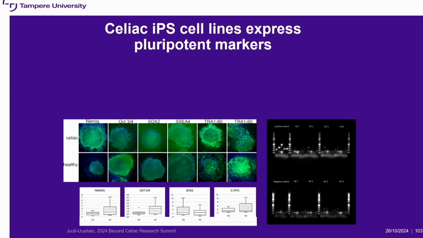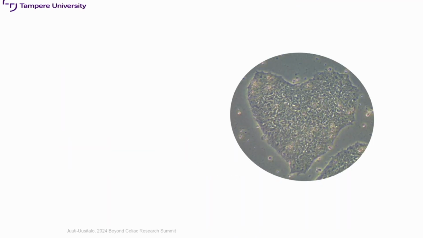And then we have new cell lines generated with the support of Beyond Celiac, and they look pluripotent and express pluripotency markers, and they don't have the exogenous genes anymore, so we are almost ready to use them. As a summary, you can see only beautiful greetings from our celiac disease intestinal iPSC cell colony there.